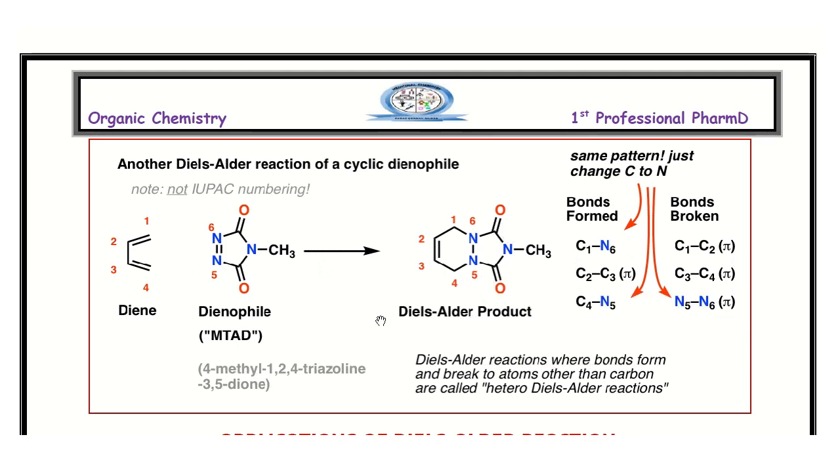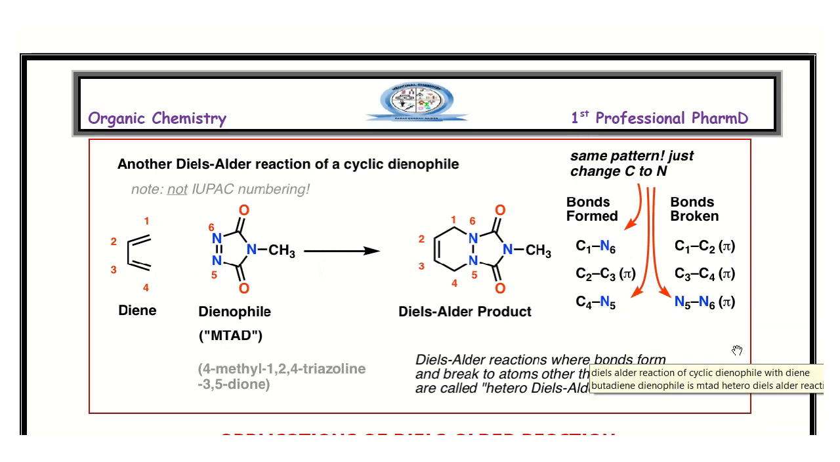So this will be the resultant product when our diene, 1,3-butadiene, is reacted with the methyl 1,2,4-triazolene dione. Clear? And over here you may observe the same pattern of bond formation. Between carbon 1 and the 6th position we have the nitrogen, so that's why it is representing the nitrogen in place of the carbon C1 and C6. You may observe the same type of new pi bond being formed between carbon number 2 and 3 and 4 and 5.